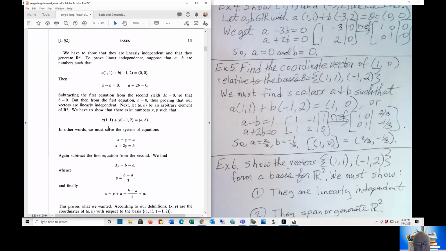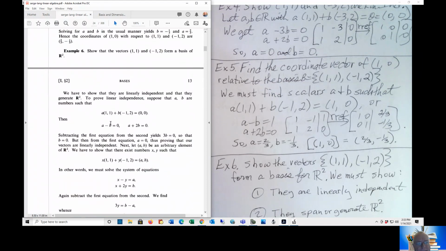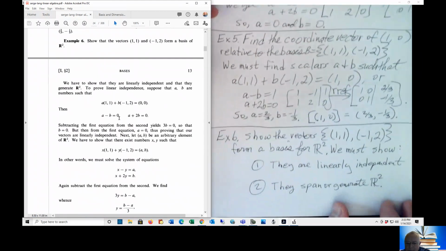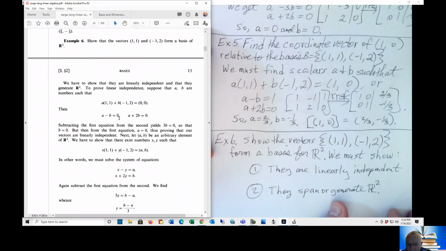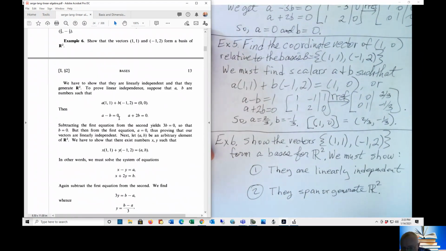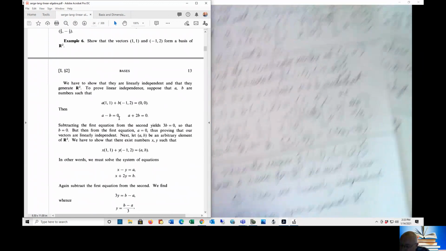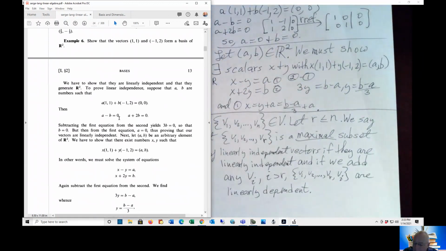Now next, example 6. We want to show that those same two vectors, (1, 1) and (-1, 2), form a basis for R2. Should have done this one before example 5, actually. But nonetheless, what do we need to do? We have to show two things: number 1, that they are linearly independent, and number 2, that they span or generate R2. First, we're going to show that they are linearly independent.